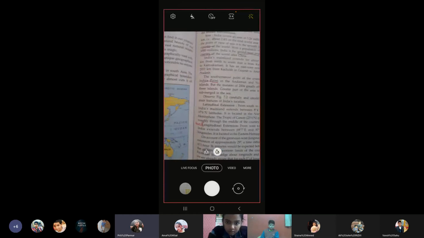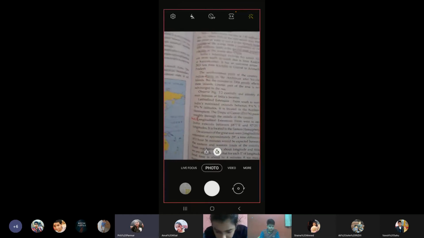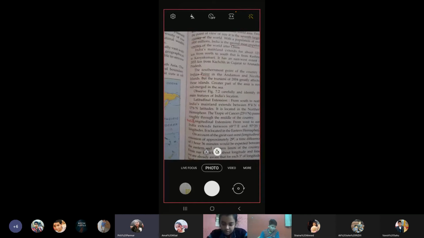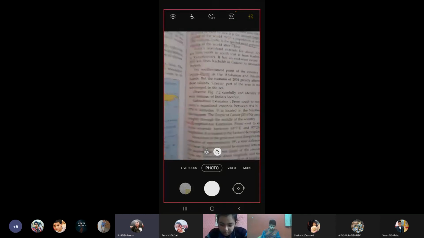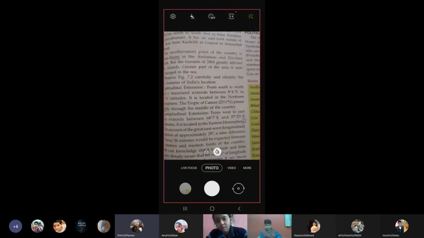Now observe 7.2 carefully and identify the main features of India's location. So if you see 7.2, that means this particular map, then you will be able to know India's location much better.